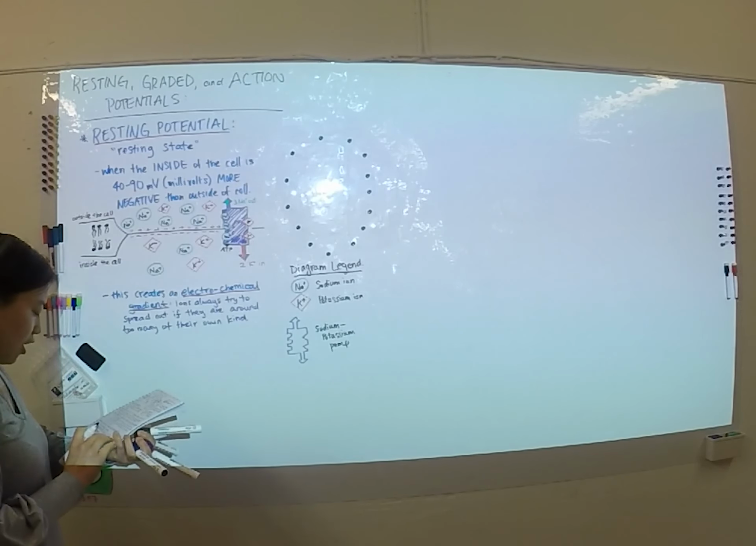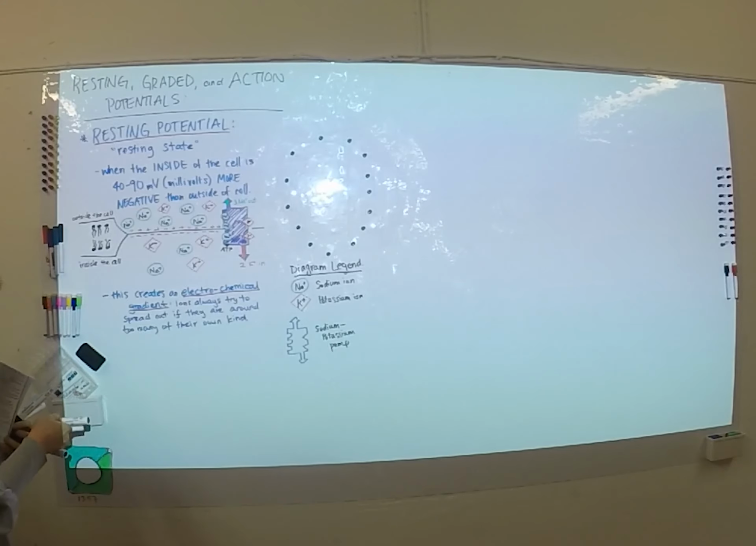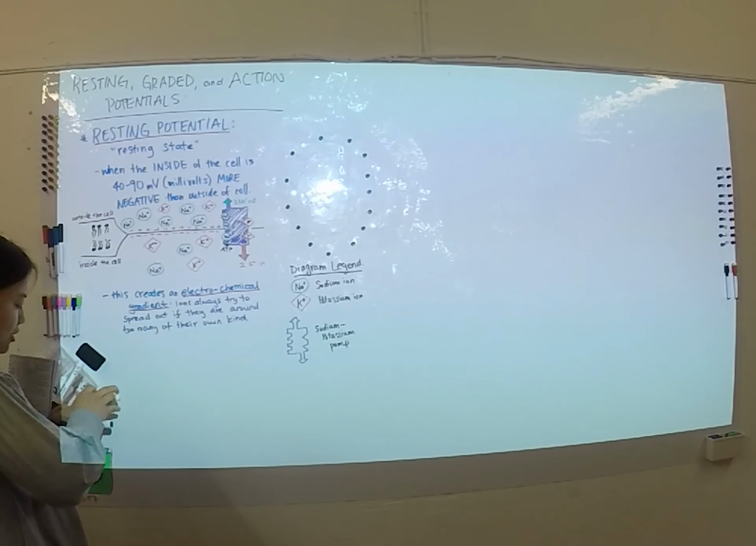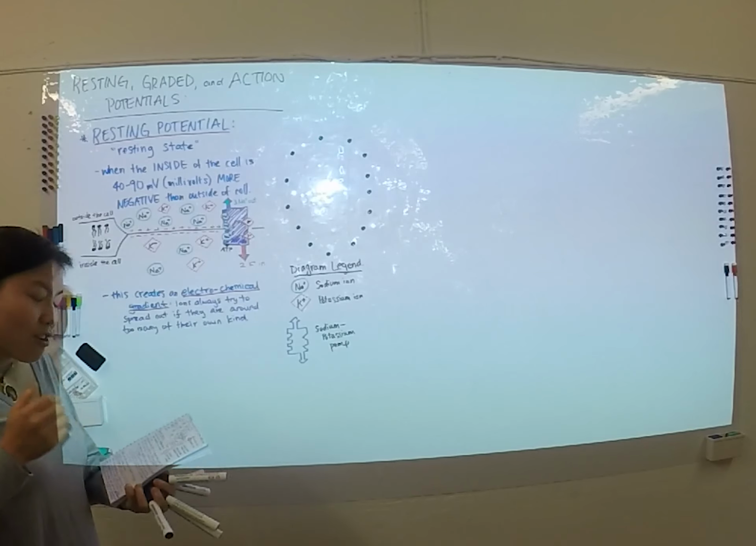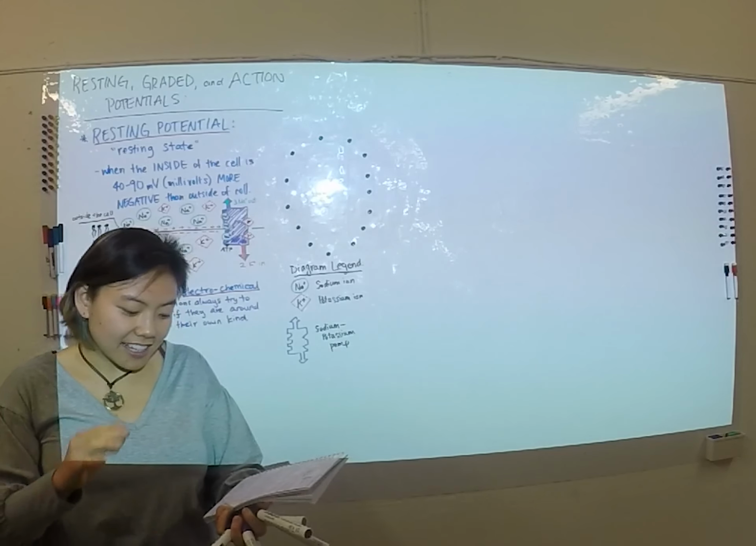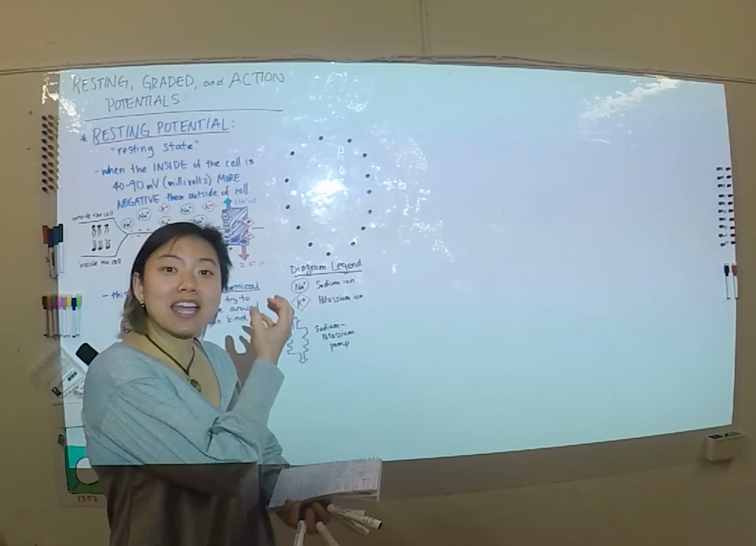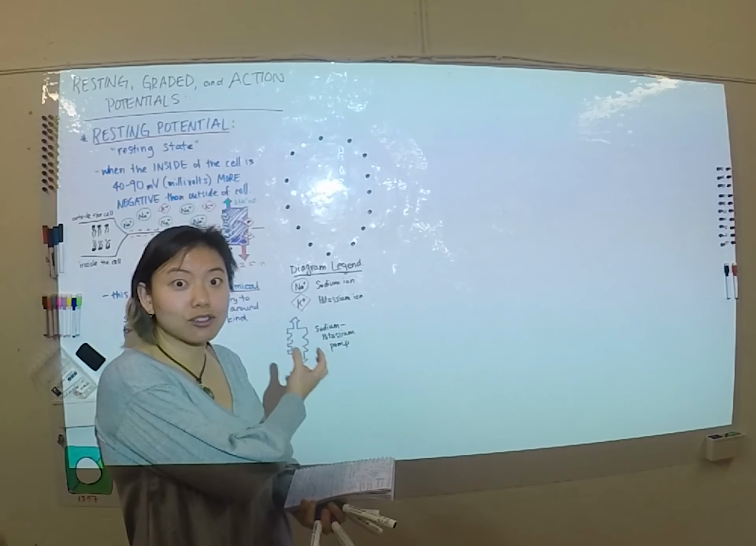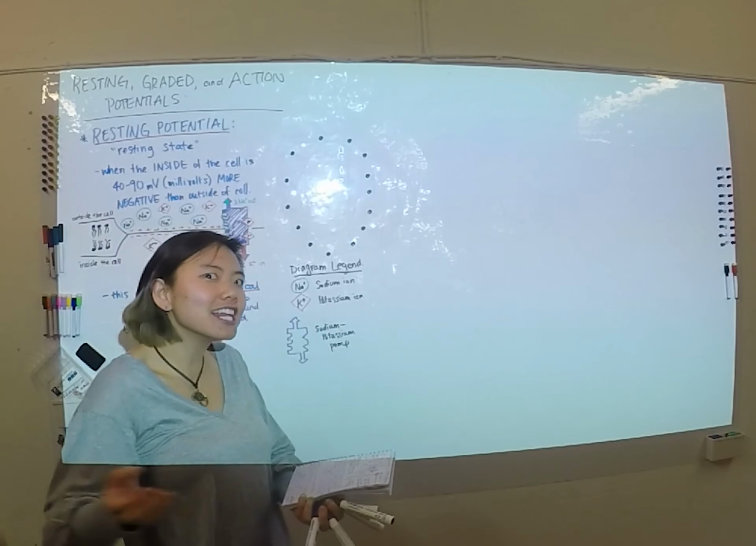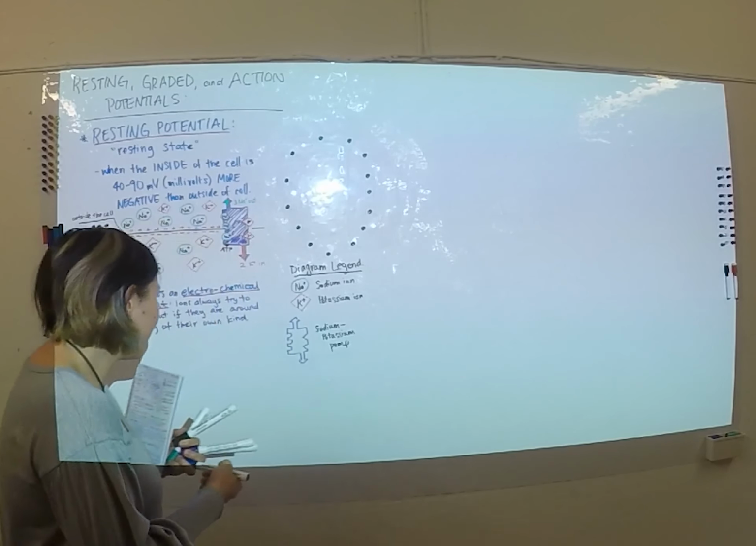Okay. All right, so the last thing to know about the resting potential is that almost all cells in animals, plants, and even fungi, they maintain this resting state. So this is really important for anything that is alive, all right?